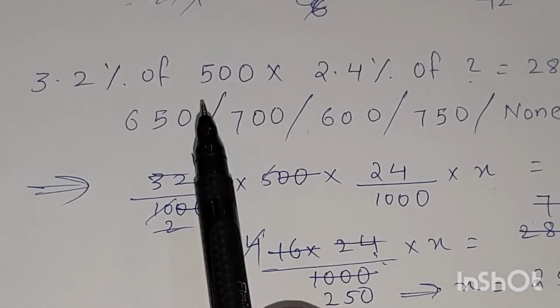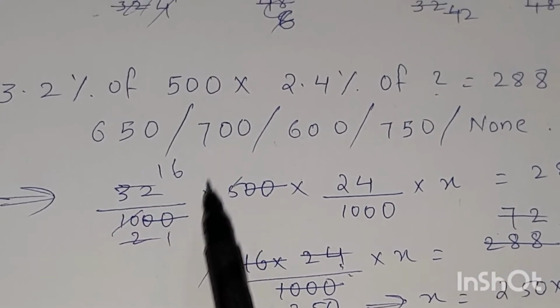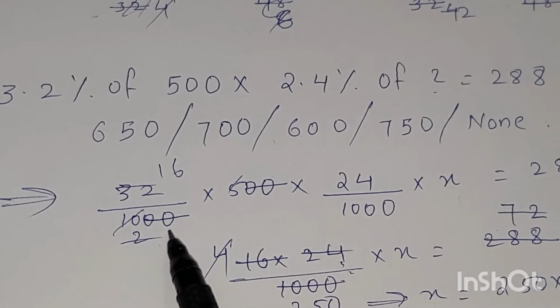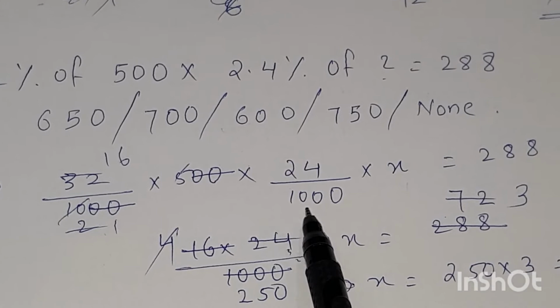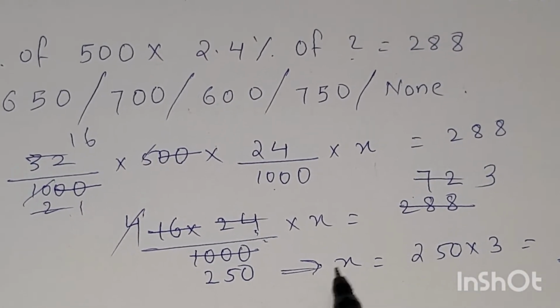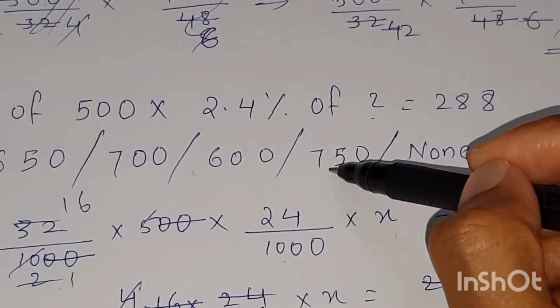Last question from the exact value section, it is 3.2% of 500, that is 32 by 1000. In order to remove the decimal, we multiplied with 10 on this side, right, into 500 into 24 by 1000 into x is equal to 280. On simplifying we will get x is equal to 250 into 3, which is equal to 750, and the option is fourth one.